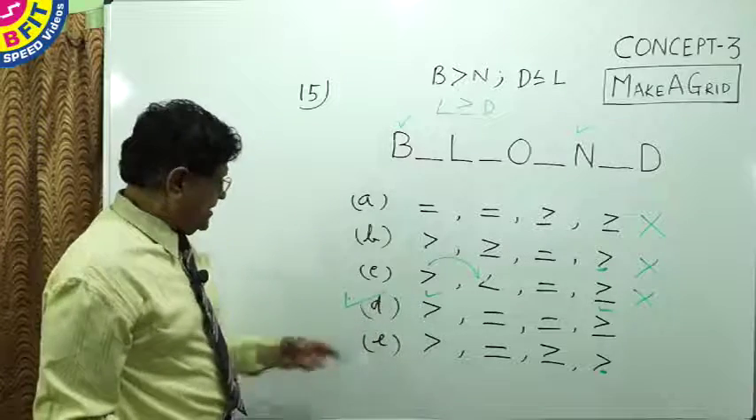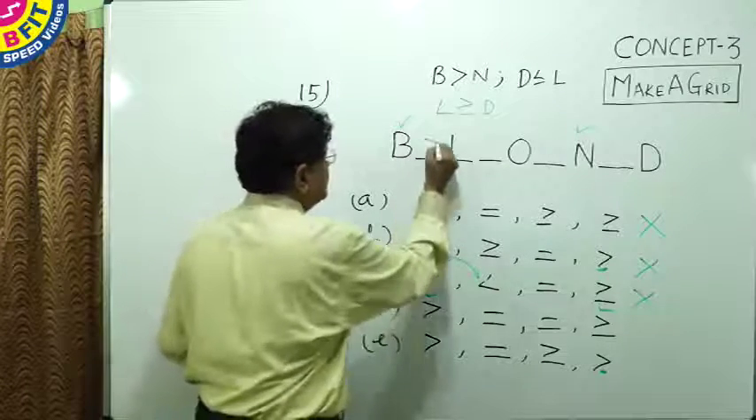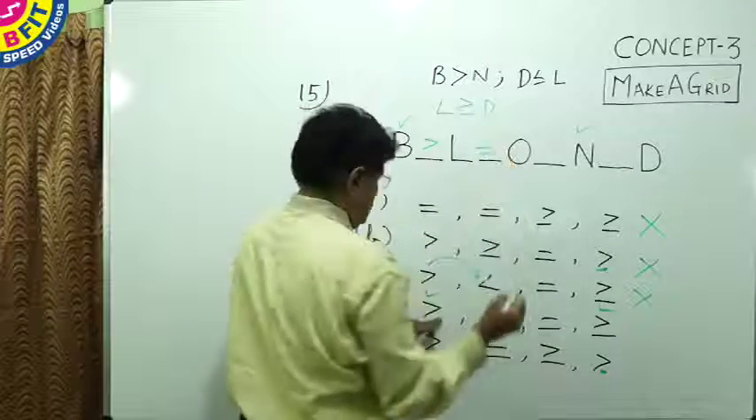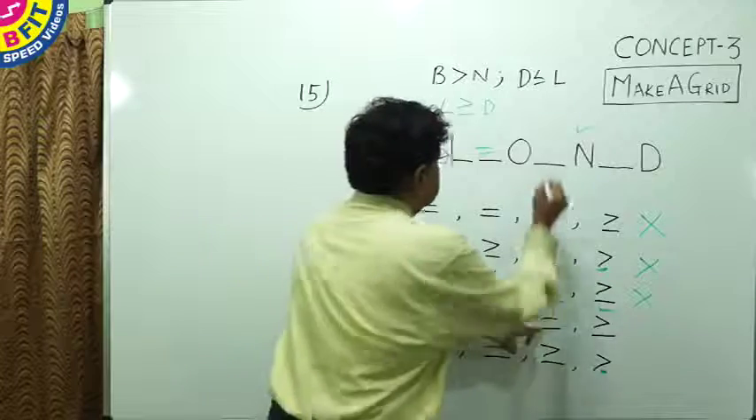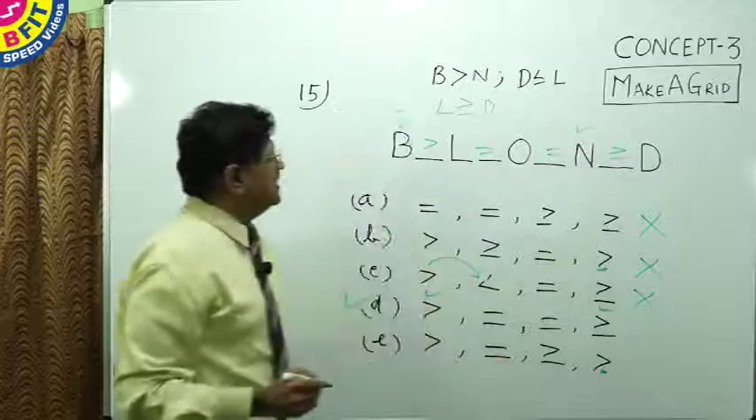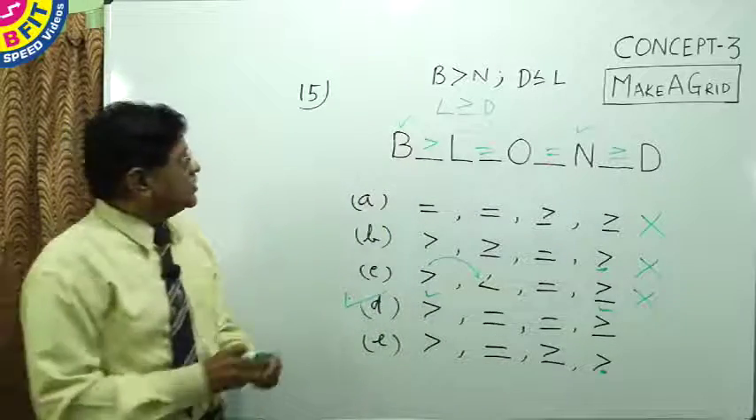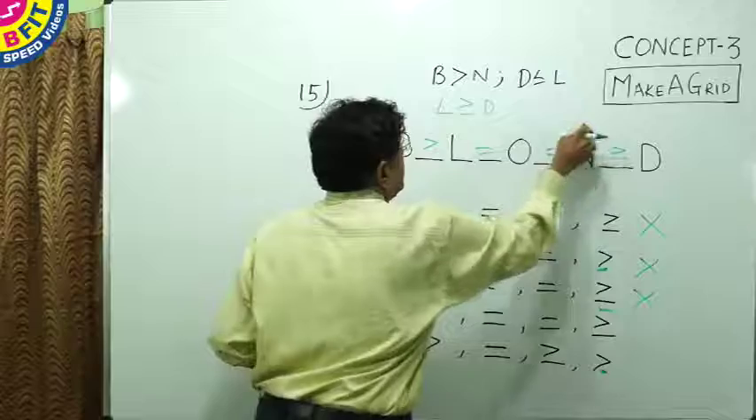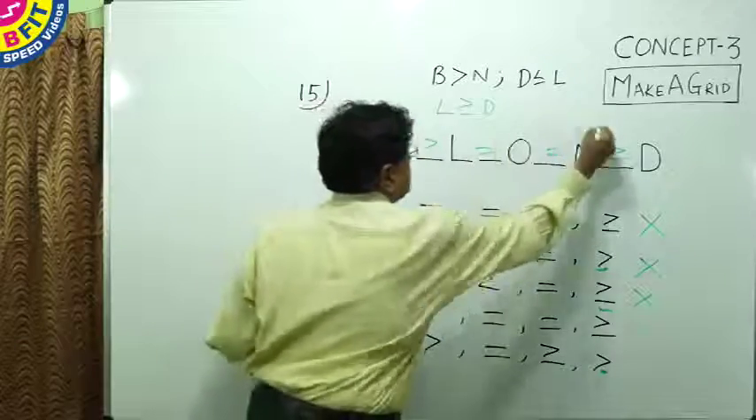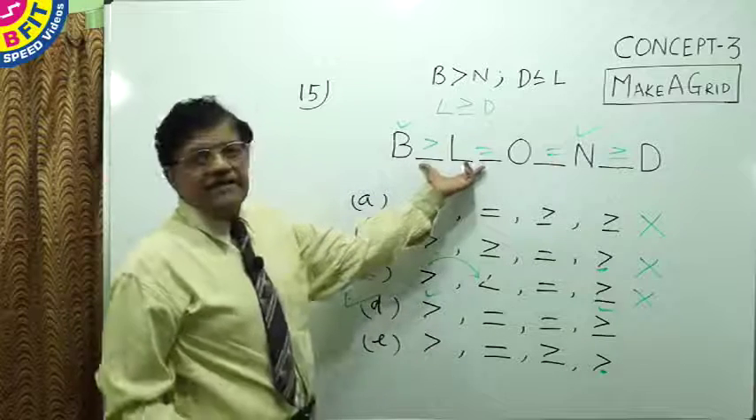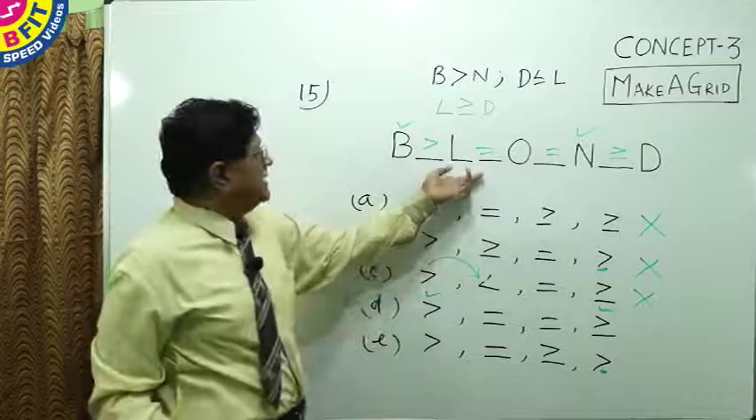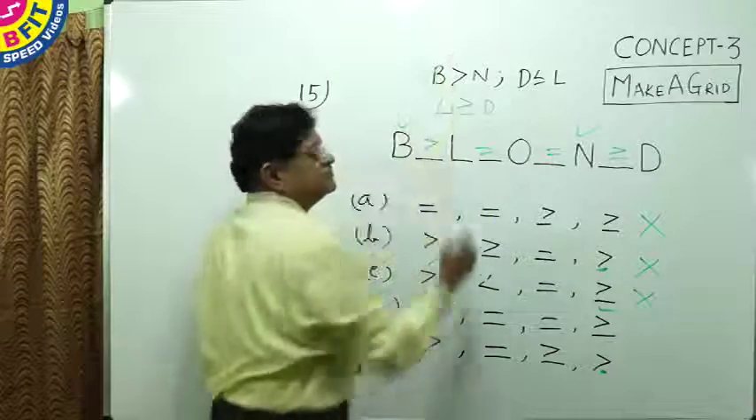Now let us check up. We will fill up D. B is greater than L is equal to O is equal to N is greater than or equal to D. Now what is the conclusion we have to verify? B and N. What are the symbols? Greater than, is equal to. Which has top priority? Greater than has got top priority. Therefore, B is greater than N is true.